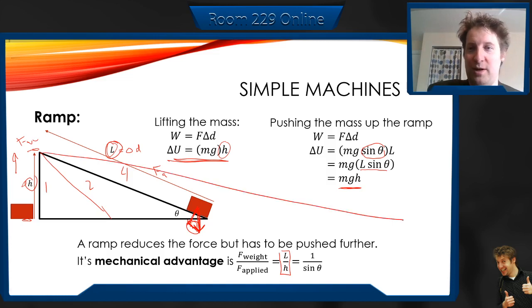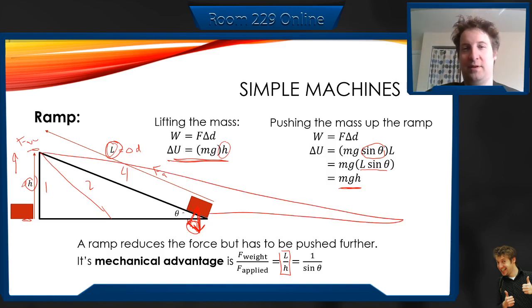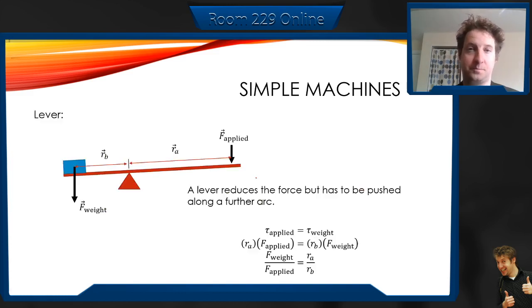But what if I go way over here, a very, very shallow ramp? I barely have to push it, but I have to push it over a long distance. This would have a mechanical advantage of, let's say, like 10 or something. Okay? So it gives us a quantitative number that tells us how good the machine is. How much does it reduce the force required? Okay? So that's for a ramp.